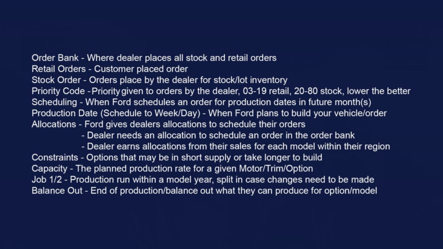Allocations. Allocation is important. Ford gives dealers allocations to schedule their orders. A dealer needs an allocation to schedule an order in the order bank. Just having an order in there does not mean that order will automatically get scheduled. That's not usually the way it works. A dealer earns allocations from their sales of each model within their region, so the better they sell one model or another, the more allocations they get.